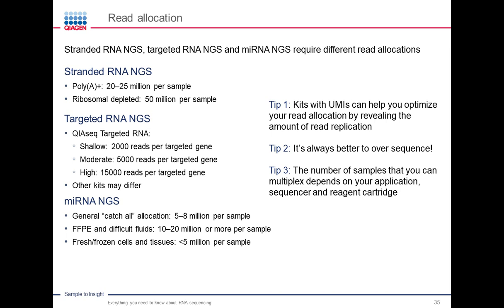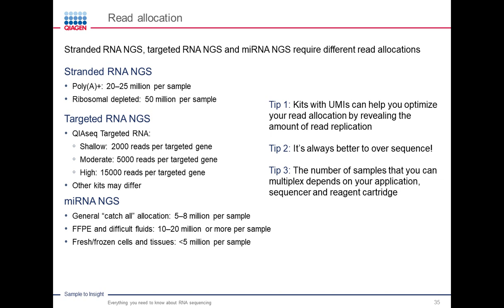Second point is read allocation. So for stranded RNA NGS, we touched on this earlier, but we'll talk about it again. When you select only for your mRNAs, you need about 20 to 25 million reads per sample. Ribosomal depletion, you need about 50 million reads. Looking at targeted RNA NGS, this is the value then of a better usage of your read budget. For shallow reads, you need about 2,000 reads per gene, moderate 5,000 reads, and high coverage only about 15,000 reads.